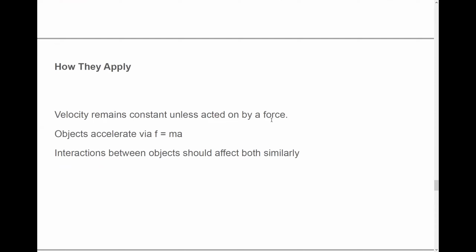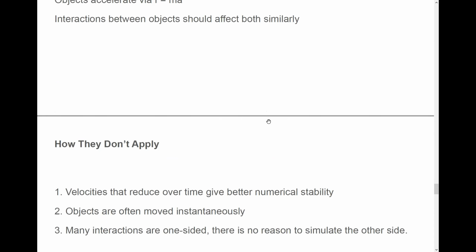So how do these Newton's laws of motion apply? Well, the velocity remains the same unless a force is applied to an object. If there's no additional force applied on the object, then its velocity has to remain the same. And then the acceleration of an object happens according to F equals ma. The next thing is that interactions between the objects should produce an equal and opposite reaction. So these applications are necessary for us.